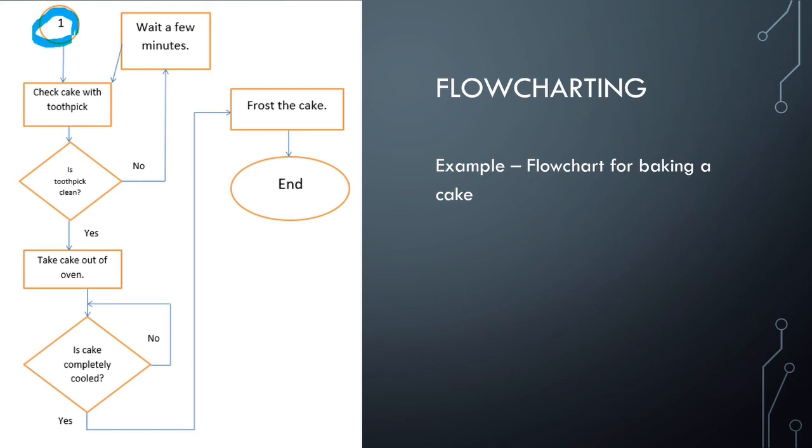So after it goes in the oven, you're going to check the cake with a toothpick. And is the toothpick clean? So if you're not familiar with baking, a toothpick should come out clean out of a cake to signify that it's cooked. So our options are no and yes. If the toothpick's not clean, we wait a couple minutes. We do this loop here until we can move forward. And so on and so on. So when your cake is finally done, we frost the cake and then we end, right? We have a fully complete cake. We represent that with an oval.